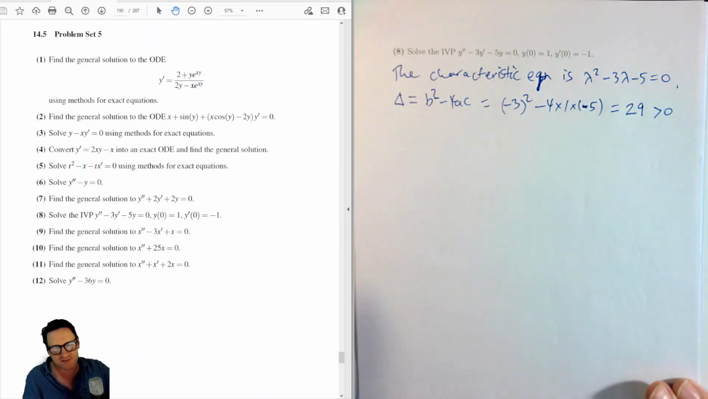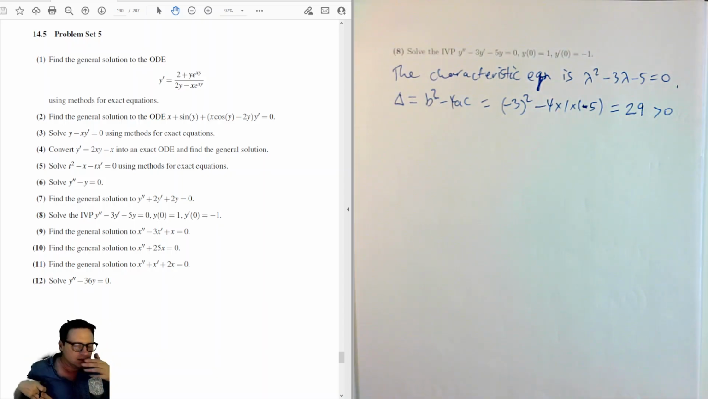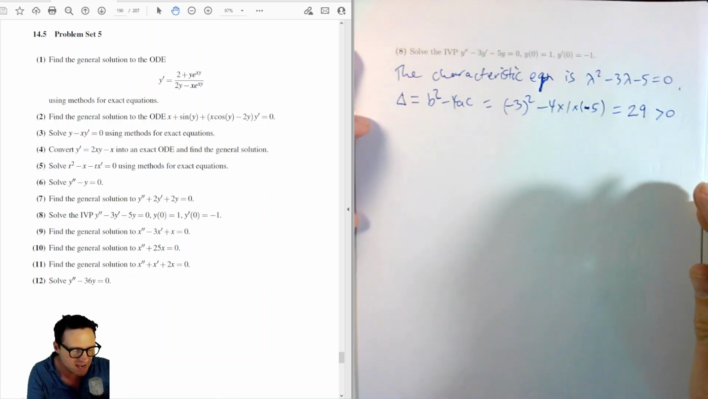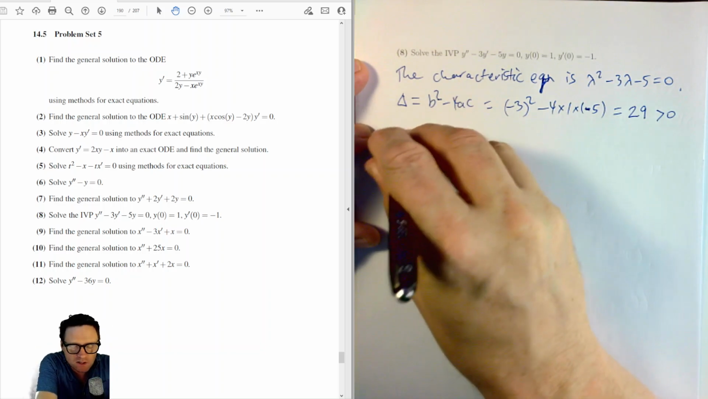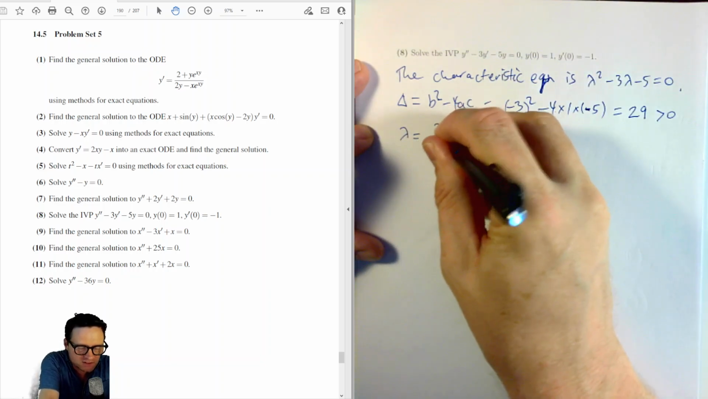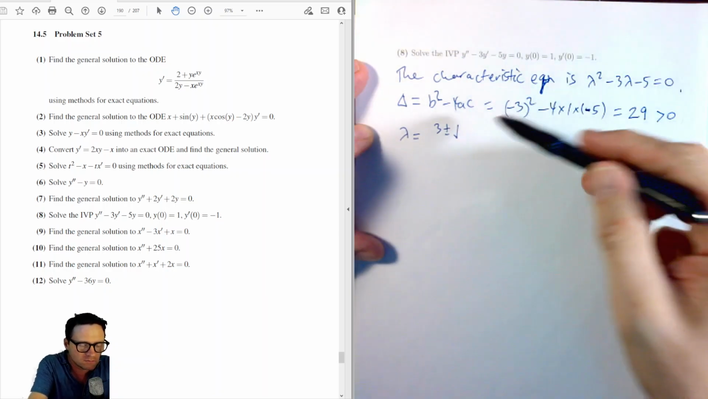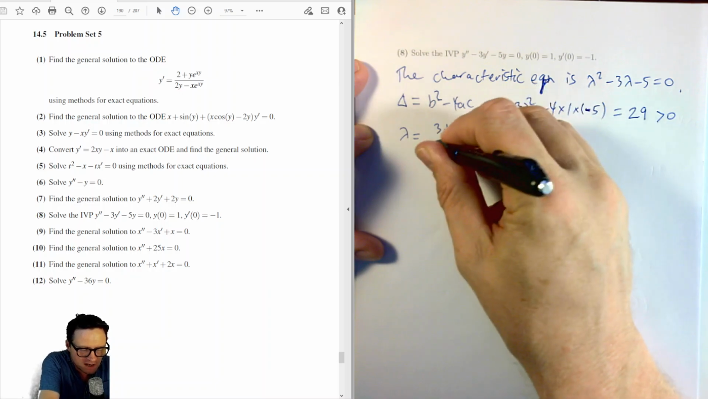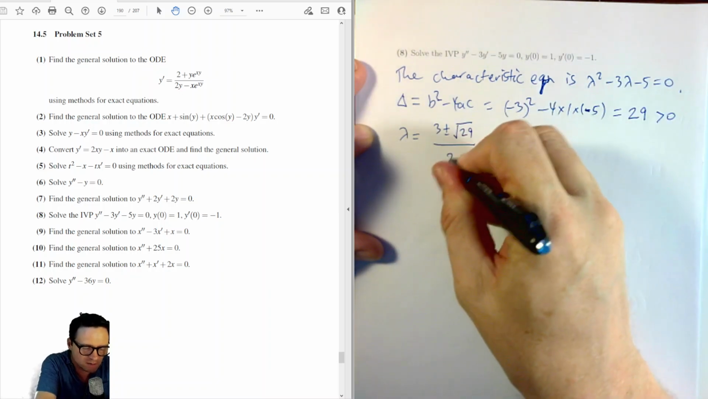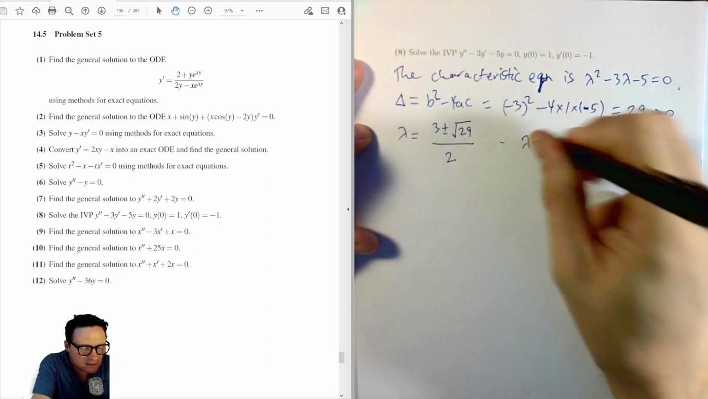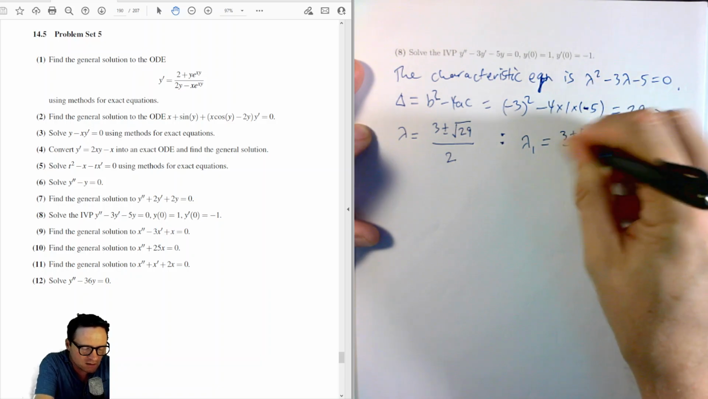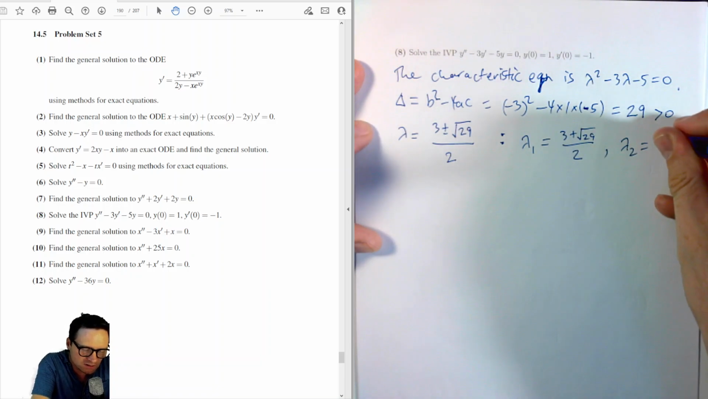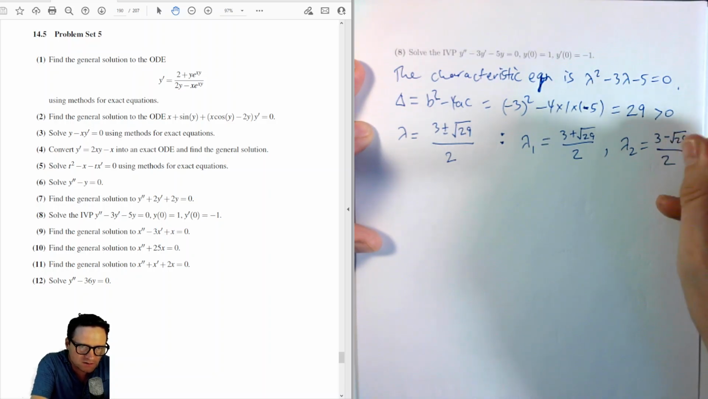And that's positive, so we know that the structure of our solution is a e to the lambda 1 t plus b e to the lambda 2 t. Okay, so now let's use our quadratic formula to find the two lambda values. So lambda equals negative b, so plus 3 plus or minus the square root of, well, delta, but that will be root 29. And then that's all over 2 times a, or 2 times 1. Okay, and so now let's name these. Lambda 1 is equal to 3 plus root 29 on 2. And let's set lambda 2 equals 3 minus root 29 on 2.